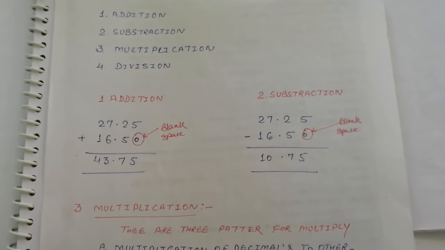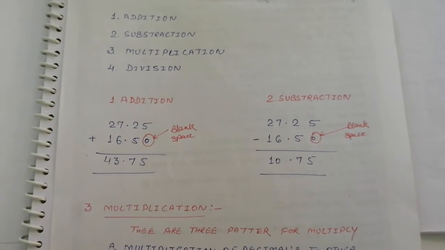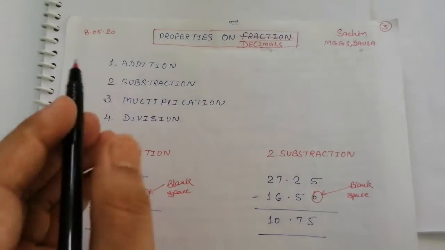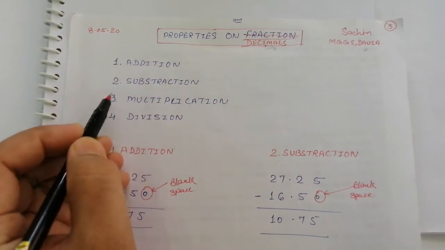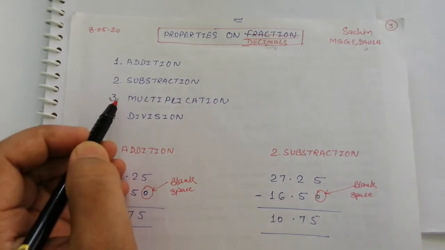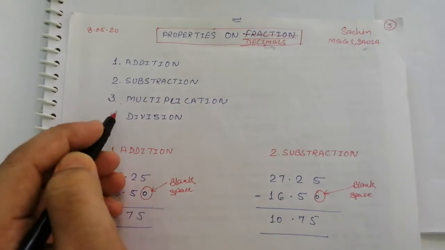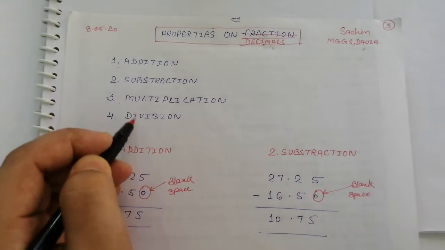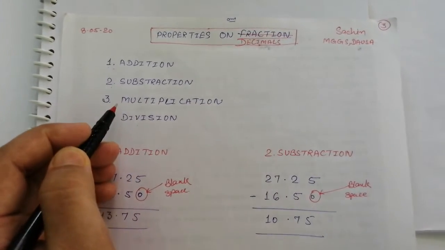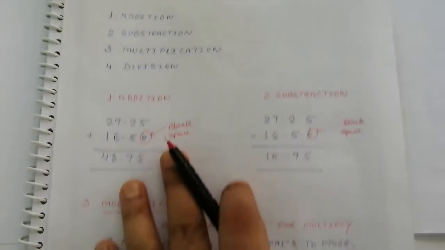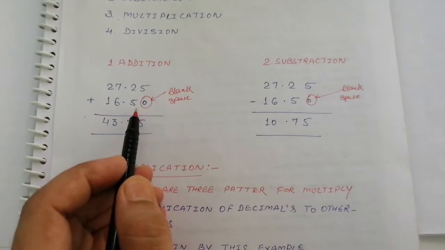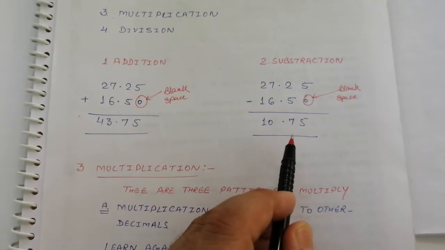On the next page, we read properties of decimals. First we read addition, second subtraction, third multiplication, and fourth division: addition, subtraction, multiplication and division. Any property is read by example. So clear it. Addition and subtraction use the same example for easy learning.